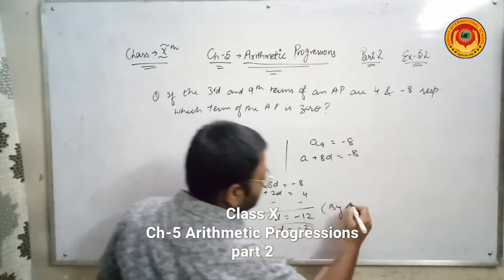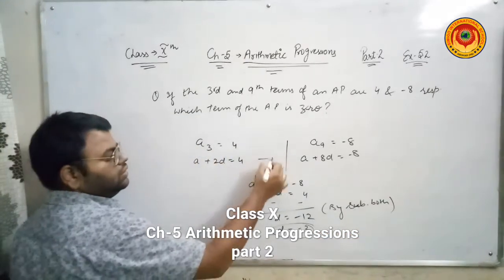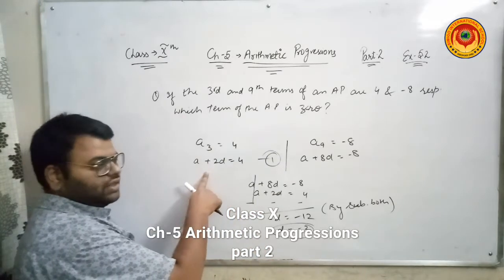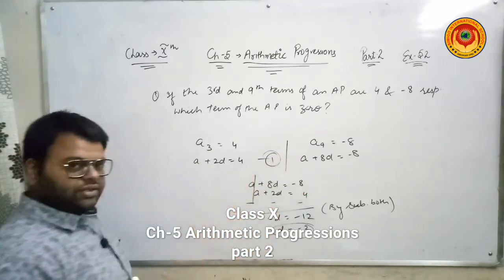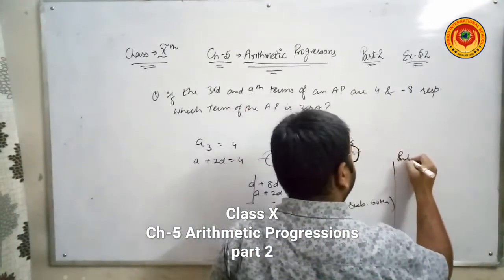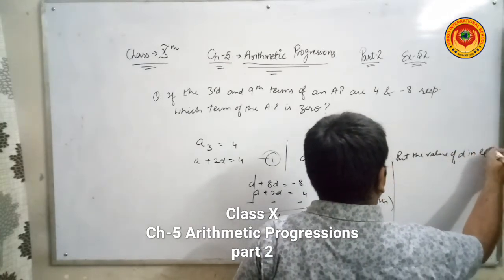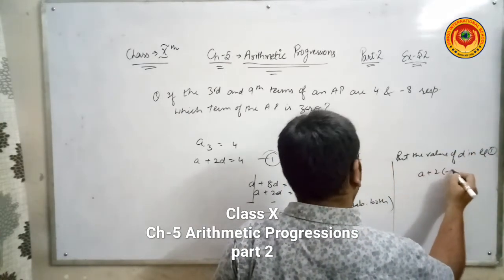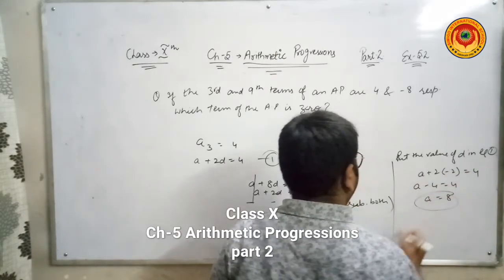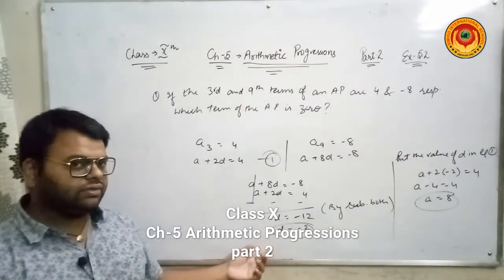Here you have to write: by subtracting both. Suppose this is equation number 1. Now you have d. Just put the value of d in either equation 1 or 2, and you will get the value of a. So put the value of d in equation 1: a plus 2 into minus 2 is equal to 4. So what's your a? 4 plus 4, 8. Now you have the first term as well as the common difference. Getting my point?